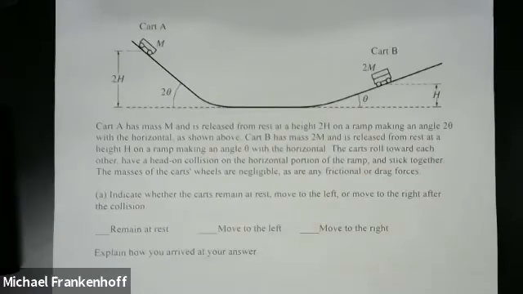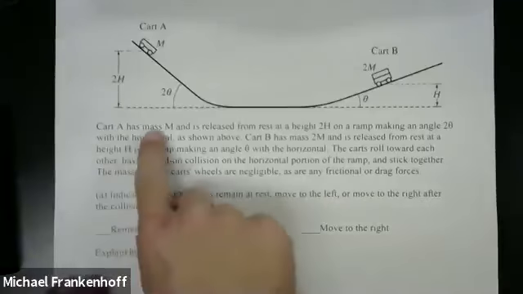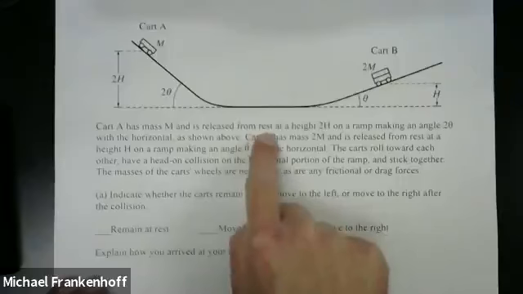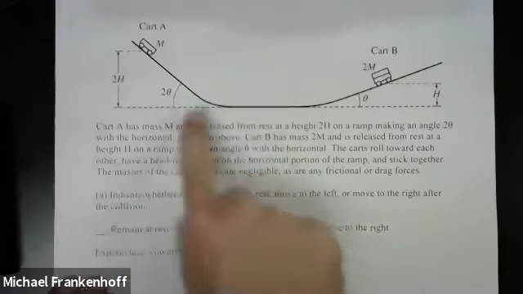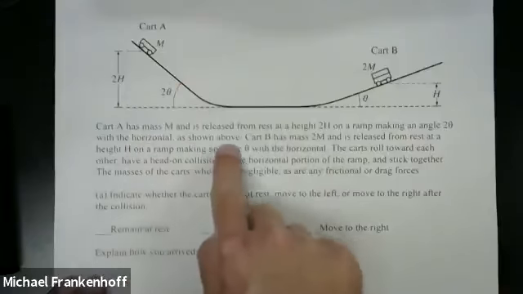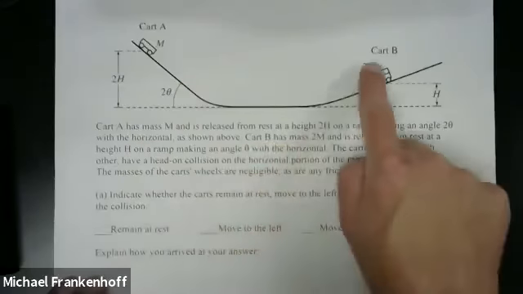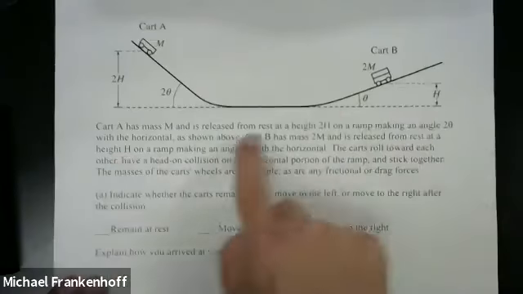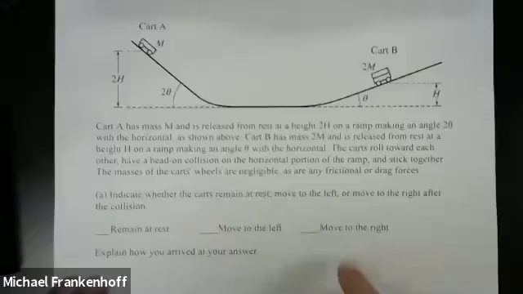All right. This one is one of those that they love to do with conservation of energy and momentum all thrown in together. So cart A right here has a mass of m and is released from rest at a height of 2h on a ramp making an angle of 2 theta with the horizontal shown above. Cart B has a mass of 2m and is released from rest at a height h on a ramp making an angle theta with the horizontal.